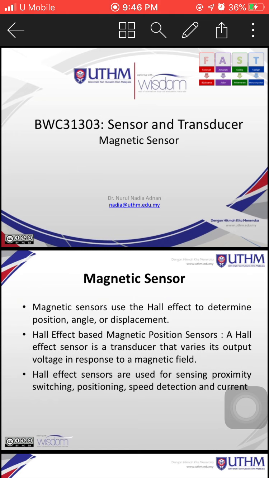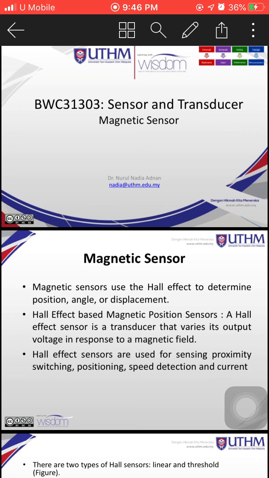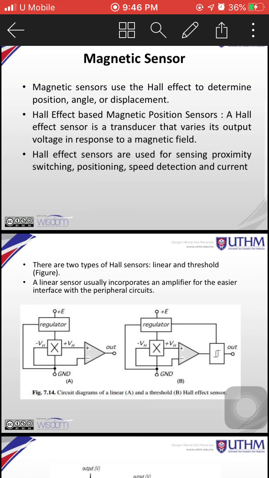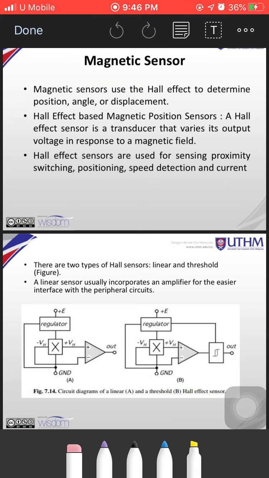Alright, there are two types of Hall sensor or magnetic sensor, which is linear and threshold. Okay, so a linear sensor usually incorporates an amplifier for easier interface with the peripheral circuits. If you look at this figure, the first one is a linear type sensor, and this one is the threshold type sensor.